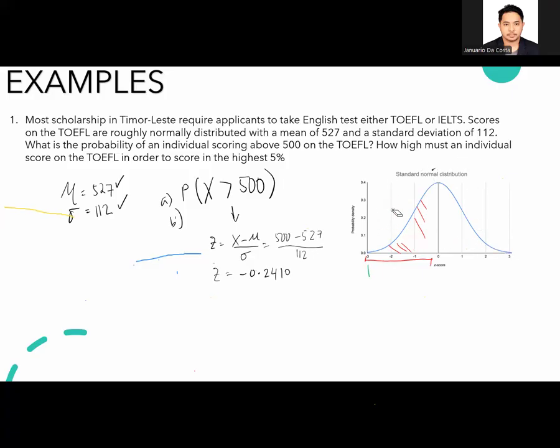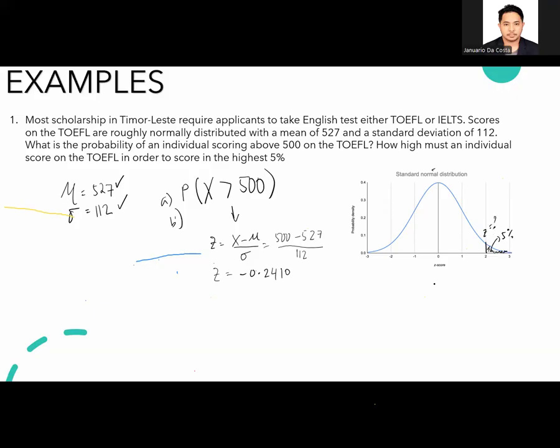Okay, here is the top 5%. This is the top 5% of this area. That means all you need to know is to find the z value corresponding to 5%.